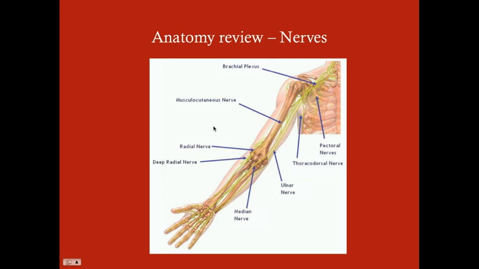And the nerves of the upper arm, so they all come off of the brachial plexus, and I wouldn't worry about the musculocutaneous or thoracodorsal for our purposes here. Primarily, we're going to be focused on the radial, median, and ulnar nerves, which are the nerves that supply the forearm and hand. And we're also going to be concerned with the axillary nerve, which is seen up here, but it's not labeled. And the axillary nerve supplies, again, the deltoid as well as muscles of the rotator cuff and some sensory innervation of the upper arm.